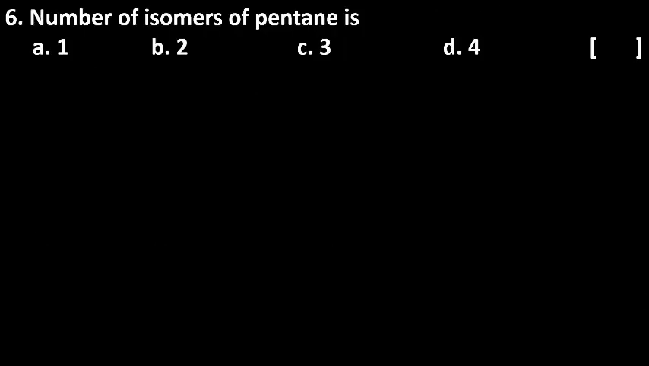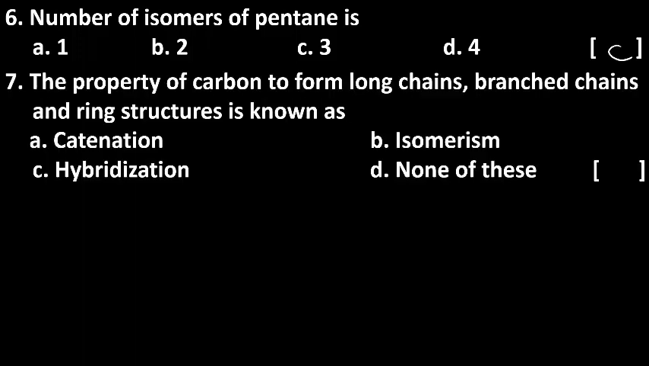The number of isomers of pentane. Pentane can form, options given here, 1, 2, 3, 4. So the number of isomers formed by pentane is 3, option C. The property of carbon to form long chains, branched chains, ring structures is known as A. Catenation, B. Isomerism, C. Hybridization, D. None of these. The property of carbon to form long chains, branched chains, ring structures is catenation. So option A.